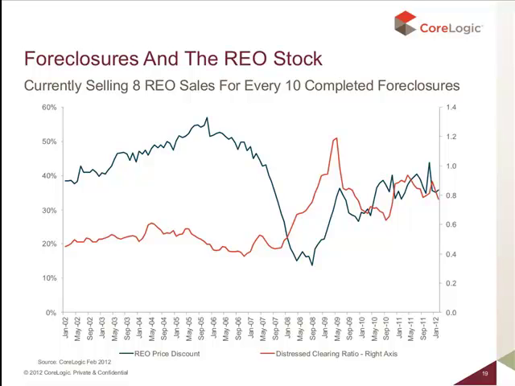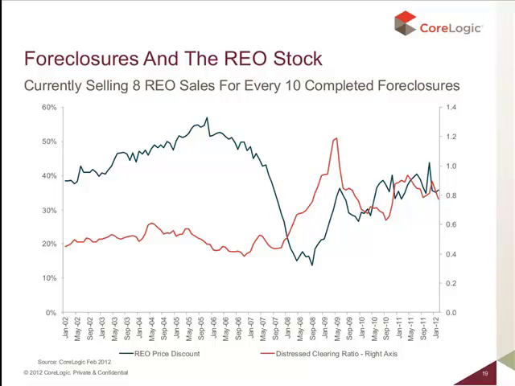We are selling about 8 REO sales for every 10 completed foreclosures. That ratio would roughly be a sort of clearing ratio. If you're somewhere close to or around 1, obviously you're basically selling the stuff out. A completed foreclosure is the entry point into the REO stock, and an REO sale is the exit point. So somewhere close to 1 indicates a balance, or the stock is not growing. Something above 1 would indicate that the stock is shrinking.